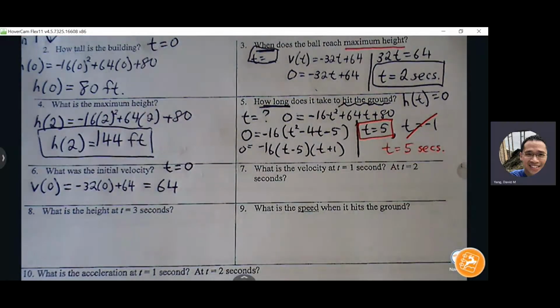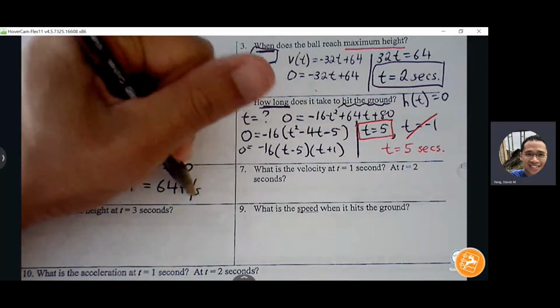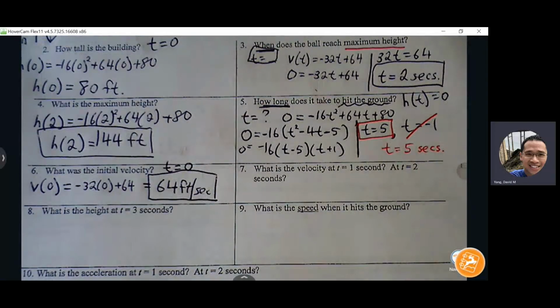Okay, and what's our unit of measure here? Feet per second, right? It's a rate. That positive number indicates the ball is still on its way up, but as soon as we see a negative velocity, we know that the ball is on its way down.